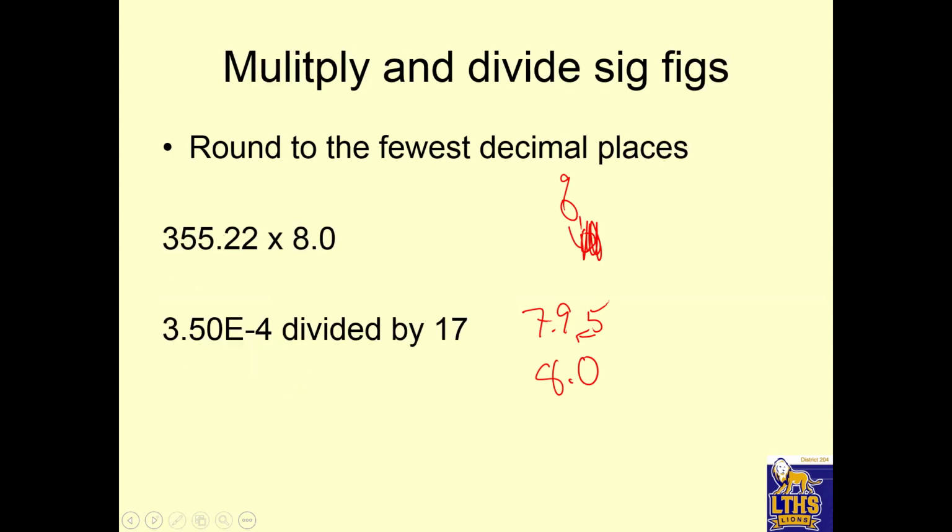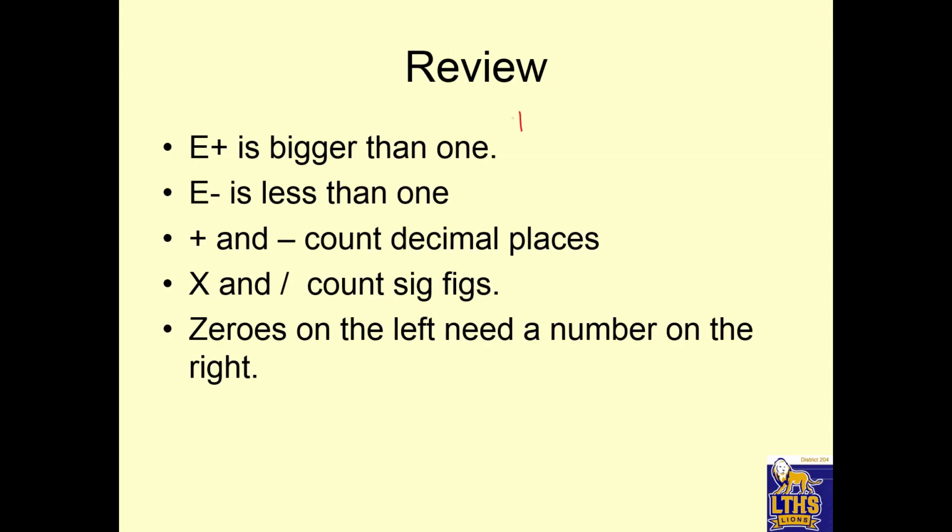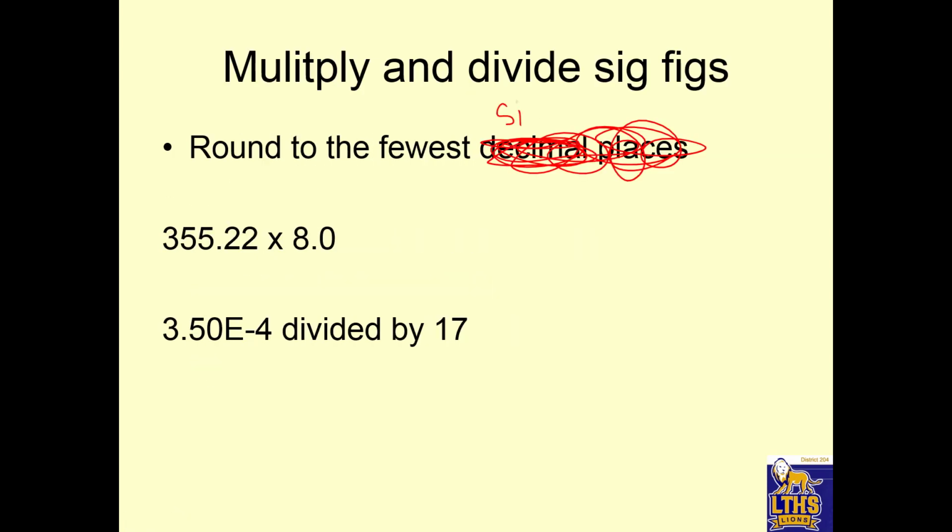Multiplying and dividing sig figs: you round to the fewest sig figs. Okay. All these are non-zero numbers. This is 5 sig figs. This, zeros on the right, need a number on the left. Does it have one? Yes! So this has 2 sig figs.